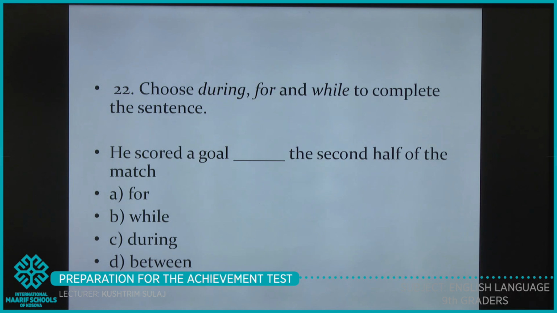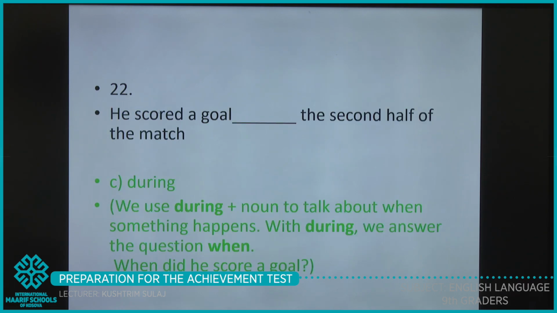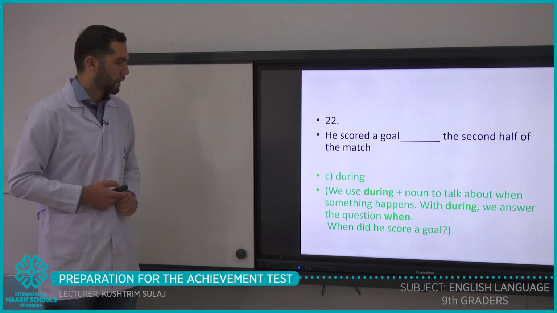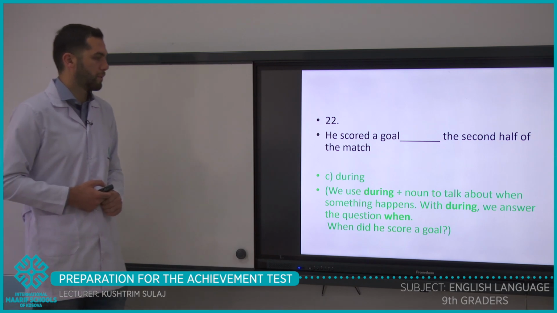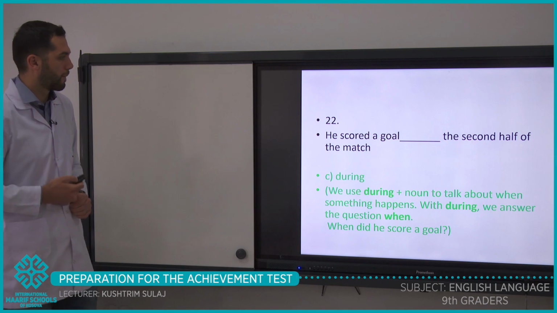But different options. He scored a goal for, while, during, or between the second half of the match. Now, he scored a goal during the second half of the match, because during is used to talk about and tell about when something happens. With during, we answer the question when.